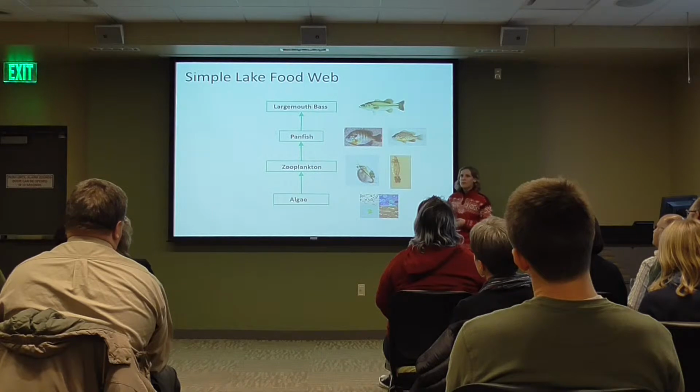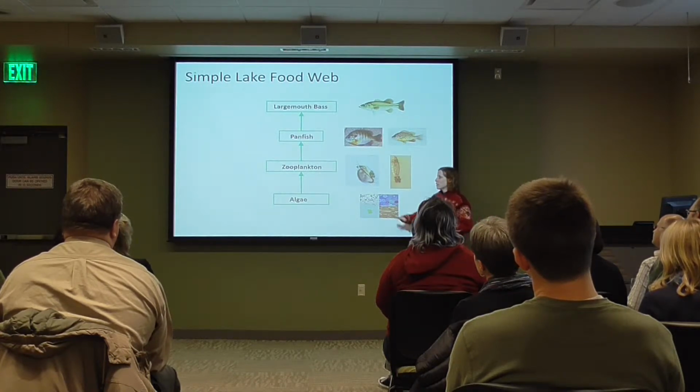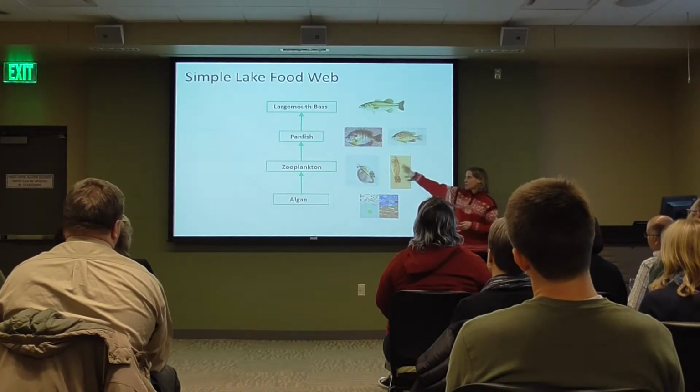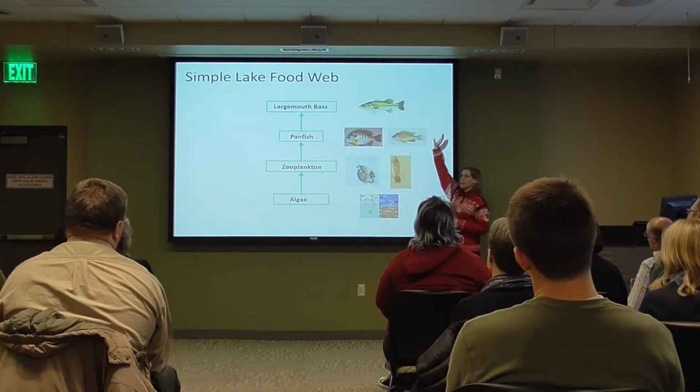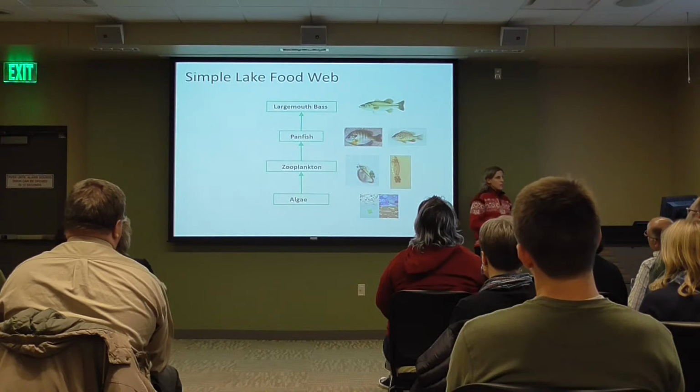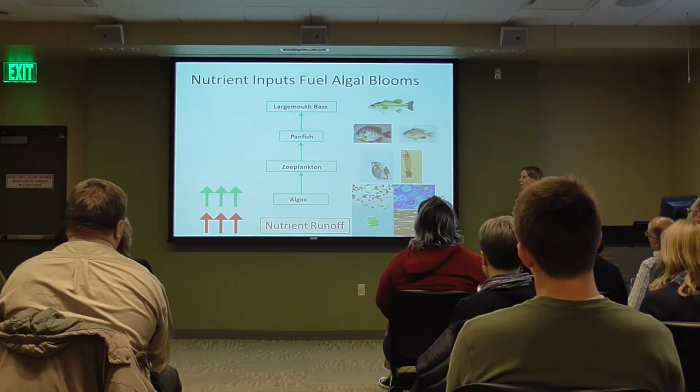This is a very simplified version of what the organisms look like within a water body. You have your primary producers, the algae, the grazers, the zooplankton that graze upon the algae, the small fish that eat the grazers, and then the top predator fish that eat the panfish or the mid-level predators.